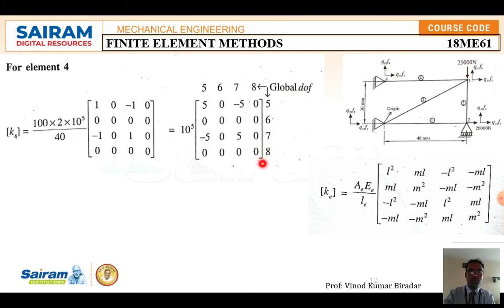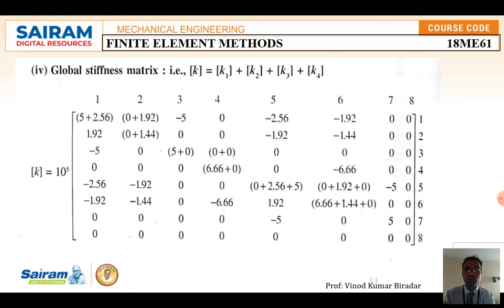Substitute the L and M values for the particular element in the formula, and you are going to get K4. So K1, K2, K3, K4. The important thing here is that you should simplify in such a way that all the elements have the same power, either 10 to the power of 5 or 10 to the power of 4, whatever it is, so that we can take the common factor in the global stiffness matrix. Look at here, global stiffness matrix K is equal to 10 to the power of 5 common.